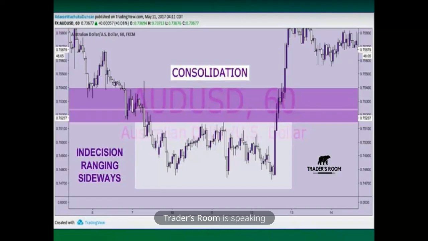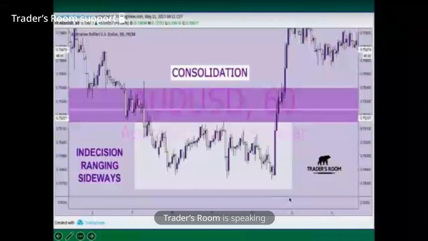So I mentioned price consolidation before, or indecision in the market, or a ranging market. This is a typical example of a ranging market. You can see we have this rectangular box here. Price is not creating any higher highs or higher lows. It's not creating any lower price. It's not creating any higher price.